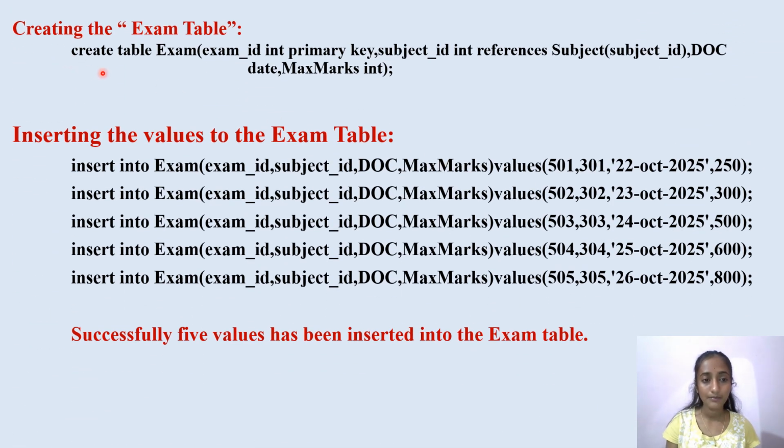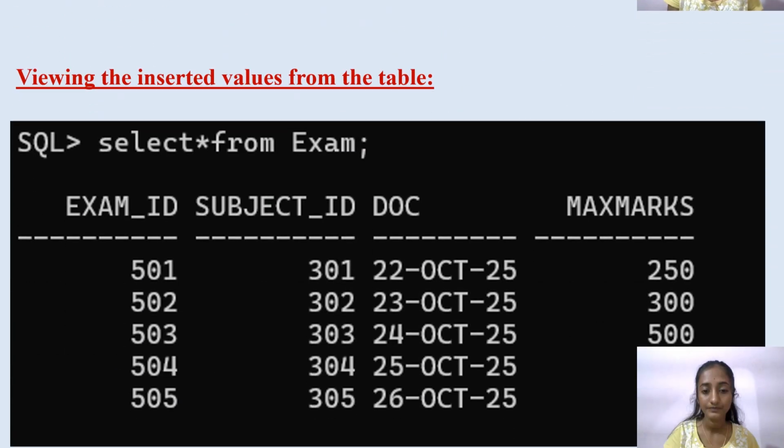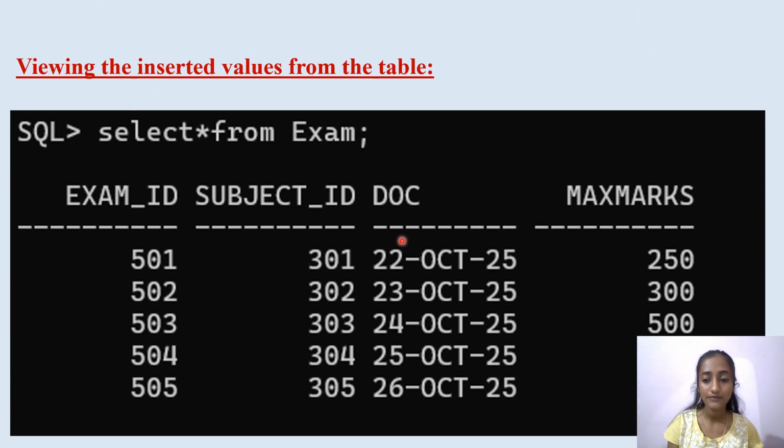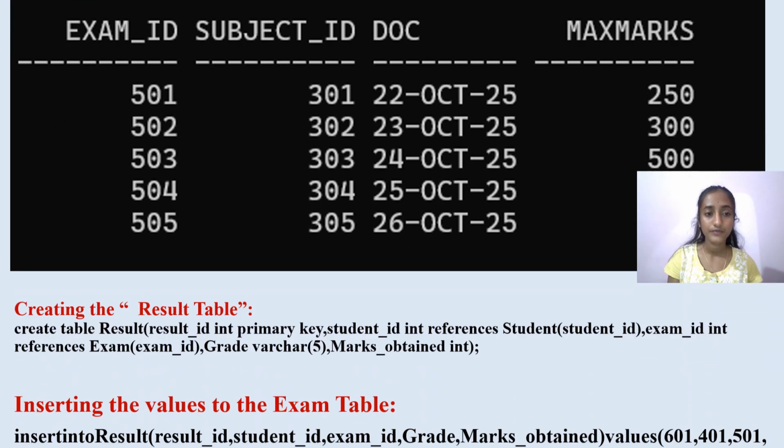Creating an exam table. Create table is a keyword, exam is the table name, exam ID is primary key, subject ID references subject ID, DOC is the date of conduction. Here I have inserted five values. To see it, select star from exam, which displays all the columns present in the table.